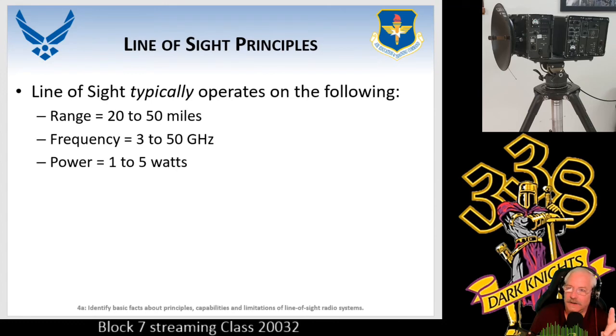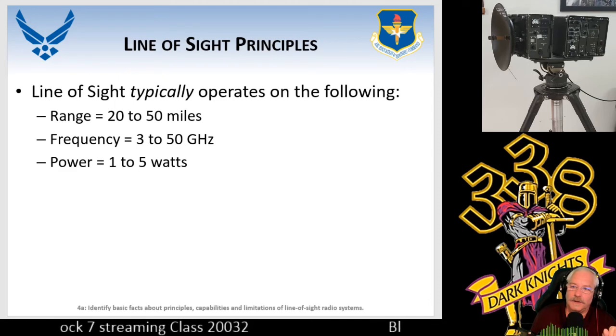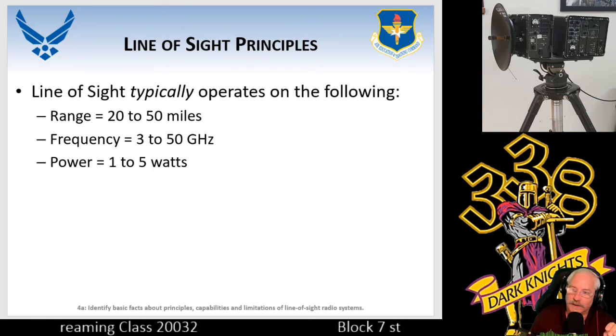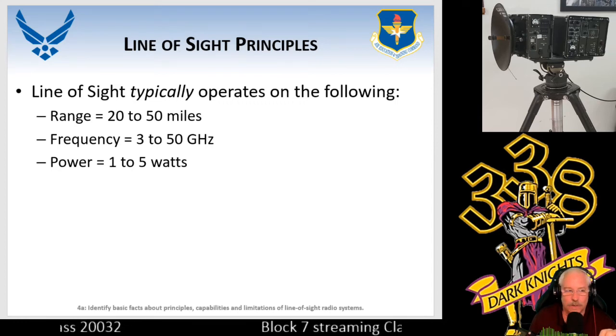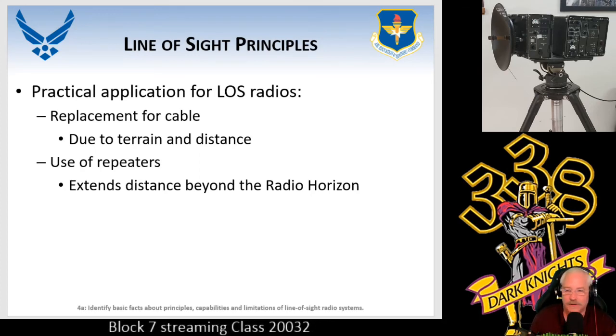Next up, we have line of sight. Typically operates on the following: 20 to 50 miles is the range. Frequency is 3 to 50 gigahertz and power is 1 to 5 watts. On the TISR, it's only 316 milliwatts. Pretty interesting. SATCOM's a lot more, okay? Again, that's nothing more than pointing it at an object up in space, but you've got to punch through a whole bunch of atmosphere to get to it.